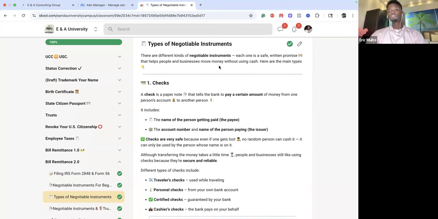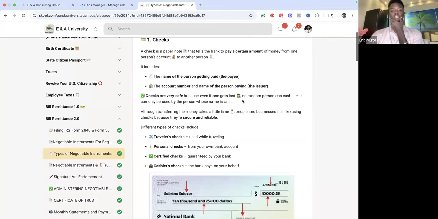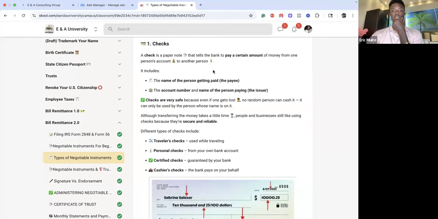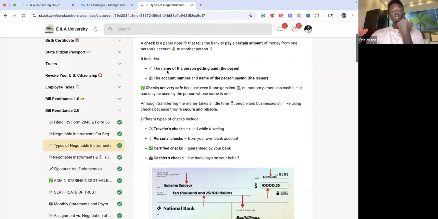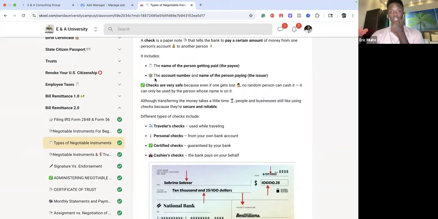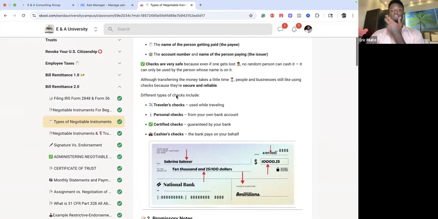There are different kinds of negotiable instruments. Each one is a safe written promise that helps people and businesses move money without using cash. All right, here are the main types. A lot of people are familiar with the check, which is a paper note, and it tells the bank to pay a certain amount of money from one person's account to another. It includes the name of the person getting paid, the payee, the account number, and the name of the person paying, the issuer. Checks are very safe because even if one gets lost, no random person can cash it. It can only be used by a person whose name is on it.